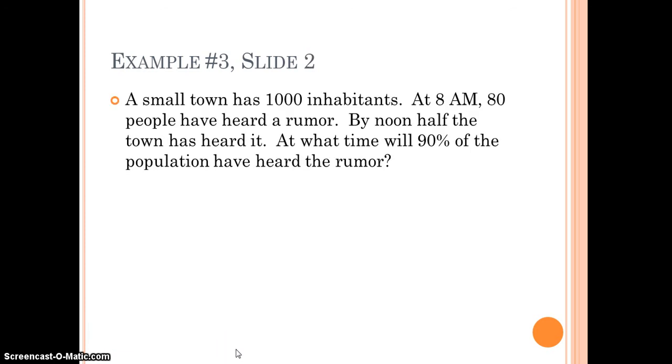A small town has 1,000 inhabitants. By 8 a.m., 80 people have heard a rumor. By noon, half the town has heard it. At what time will 90% of the population have heard the rumor?